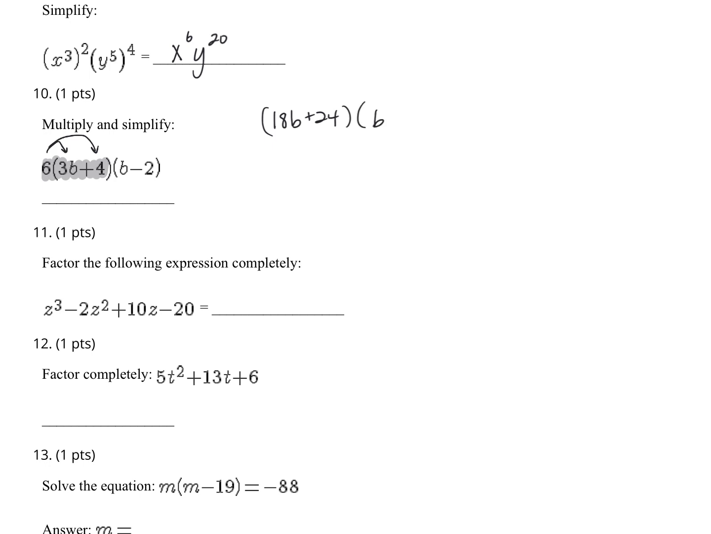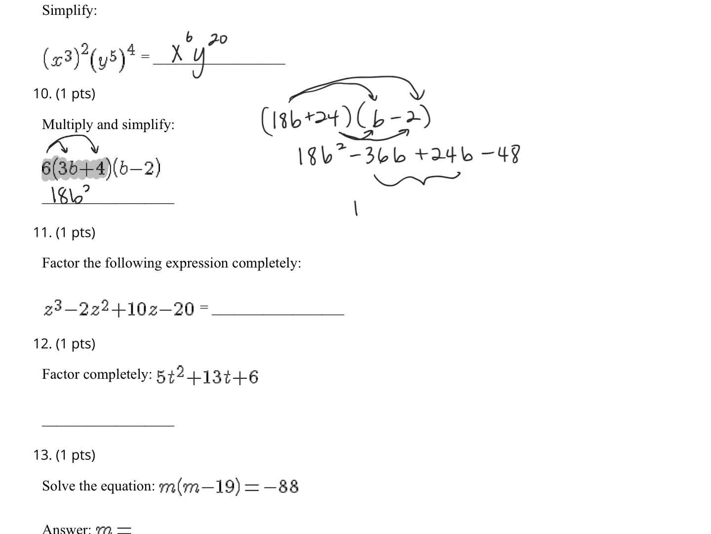And then I multiply that by the b minus 2. So 18b times b is 18b squared. 18b times negative 2 is negative 36b. 24 times b is 24b. 24 times negative 2 is negative 48. These are like terms. So we get 18b squared. 36 minus 24 is negative 12b minus 48.